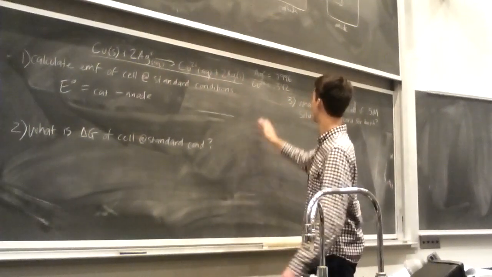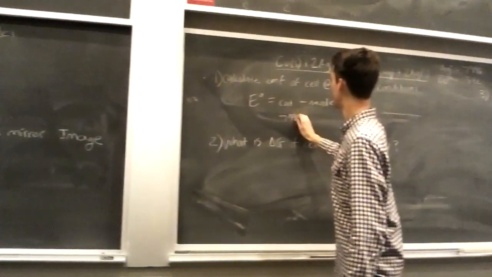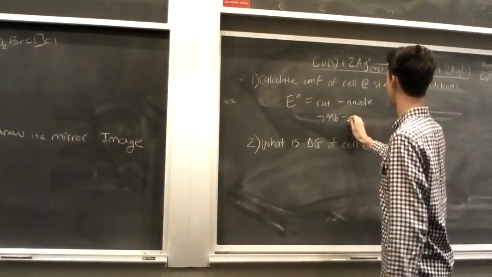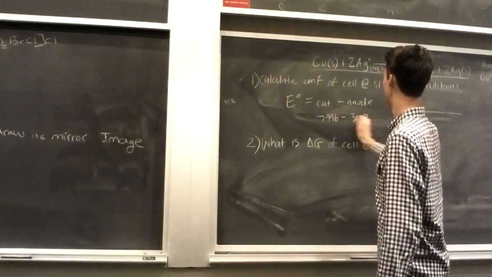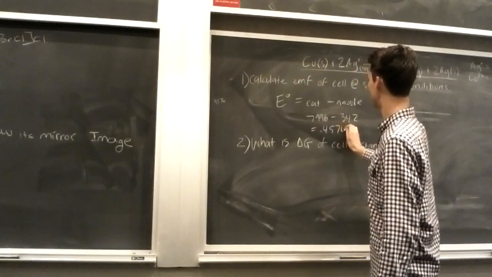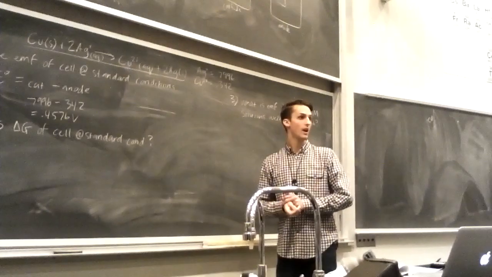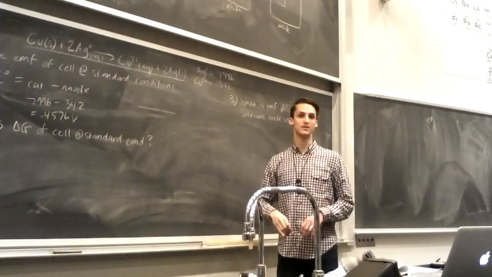Okay? So I know I can take 0.7996 for my cathode, and I'm going to subtract from that 0.342 at the anode. And the answer you get there is 0.4576 volts. Okay, everyone good there? That's really basic.